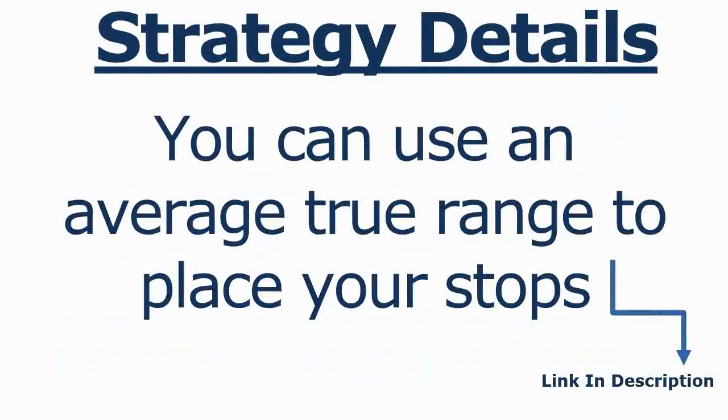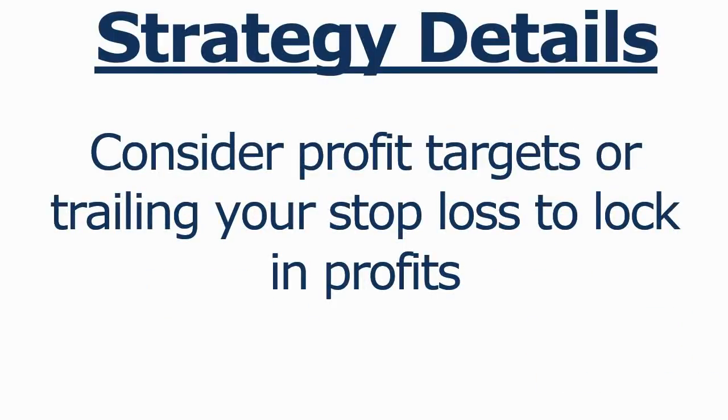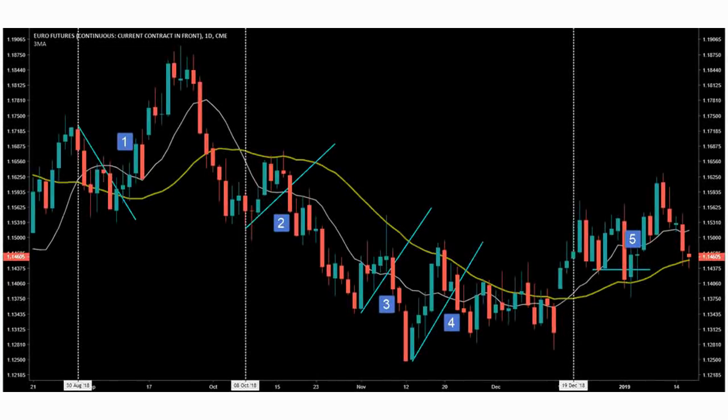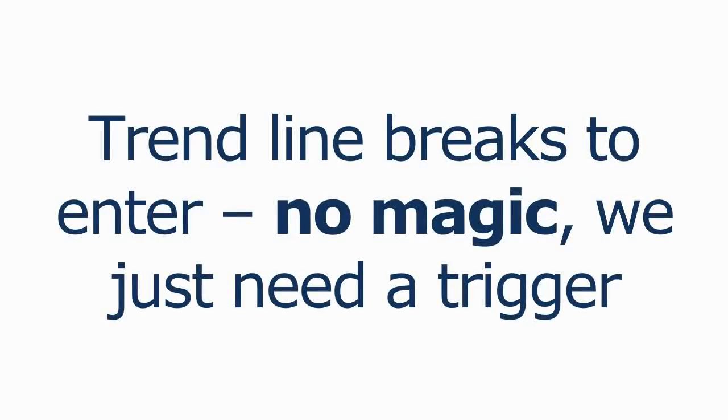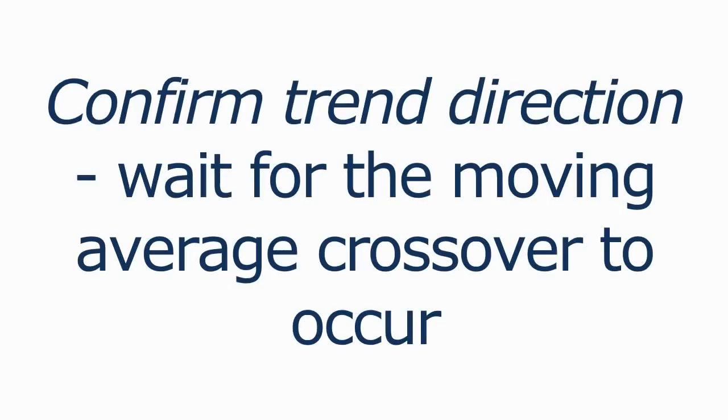And you can use an average true range to place your stops and consider price targets or trailing stops to lock in your profits. Here we have a daily chart of the Euro futures, and the vertical lines highlight the trend changes. So to get into the trades, we're going to use a trend line break. And if price does not allow the drawing of one, we'll go to horizontal support or resistance levels.